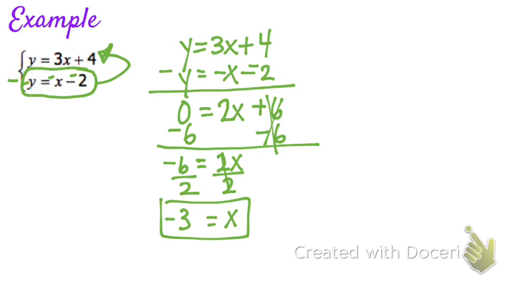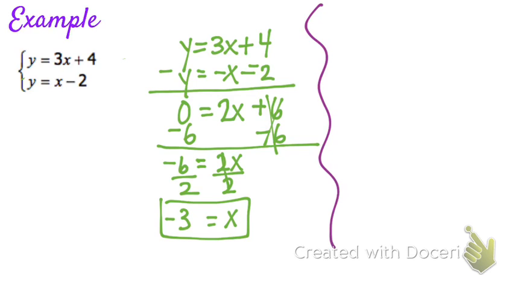So now we know what x is, and we can substitute that into either one of these equations to figure out what y is. Sometimes one of the equations looks a little easier than the other, and that's the case here. If I had to choose, I would substitute it into this equation. So y equals x minus 2.